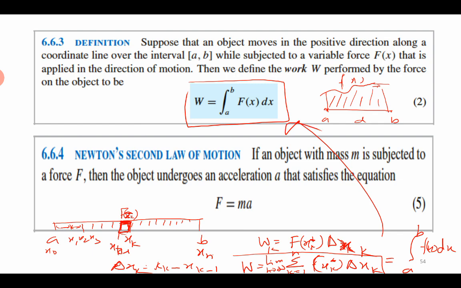Alright, so this is the formula. When we get a variable force and the distance is from a to b, then integrate from a to b f of x. That is the work done. And Newton's second law of motion gives the formula for force if you are given mass and acceleration. Sometimes you get a velocity, you can differentiate it to get acceleration, then go ahead with the mass and acceleration to find the force.